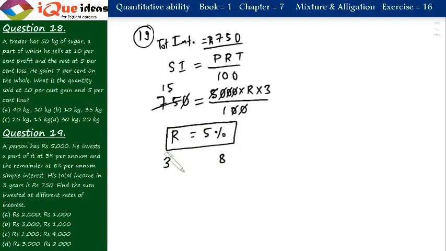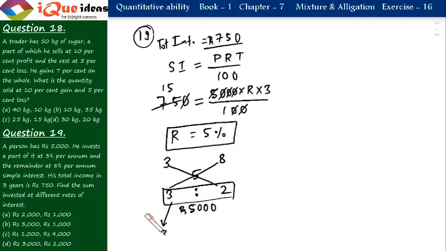We can apply the alligation method. The difference of 3 and 5 is 2. Difference of 8 and 5 is 3. So the ratio of quantities or ratio of amounts invested is 3:2. And the total amount is 5,000. So if you divide 5,000 in the ratio 3:2, the first one will be 3,000 rupees and the second one will be 2,000 rupees. So very simple way of doing this question, right? So in this question also we could have applied alligation method.